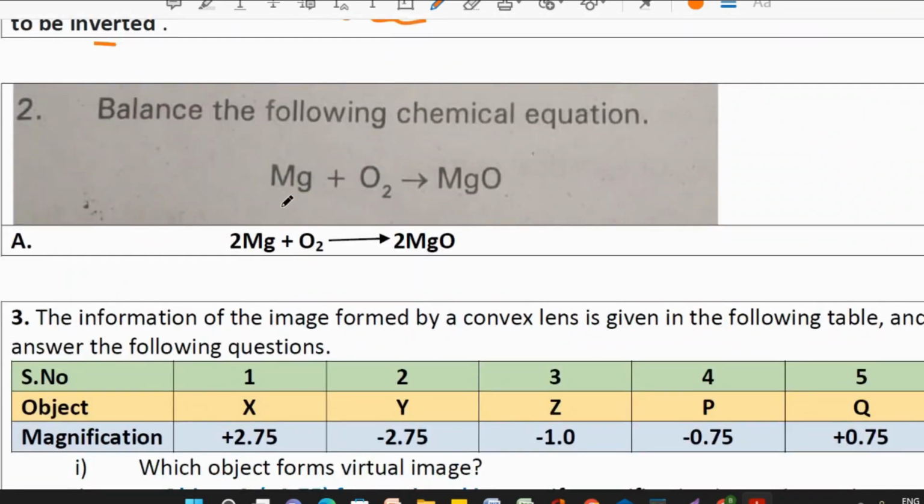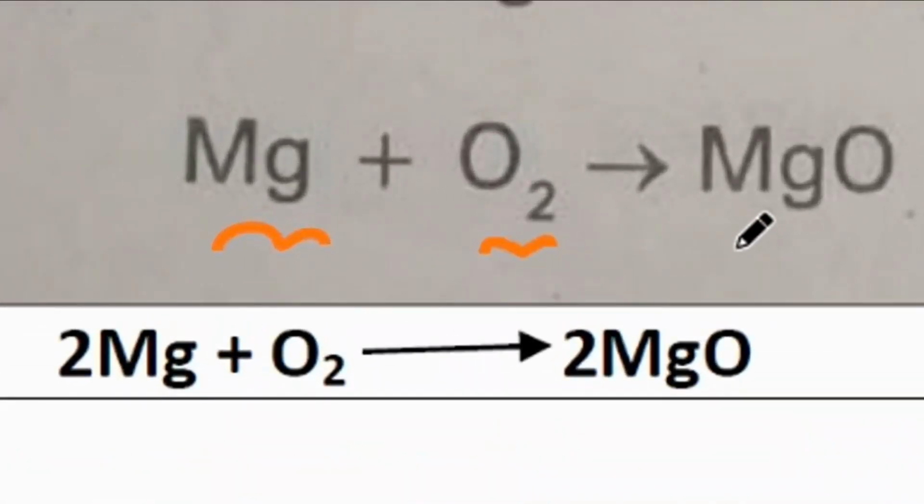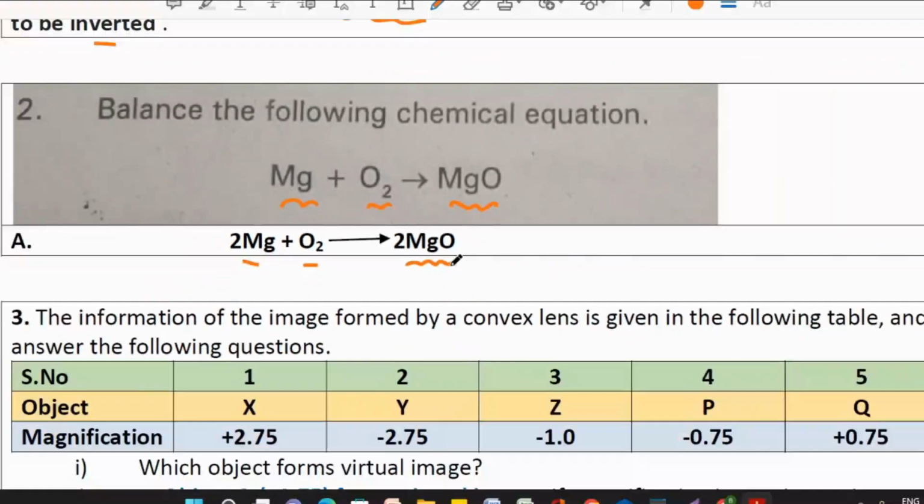Balance the following chemical equation. Mg plus O2 gives MgO. So 2Mg plus O2 gives rise to 2MgO. Magnesium plus oxygen gives magnesium oxide.